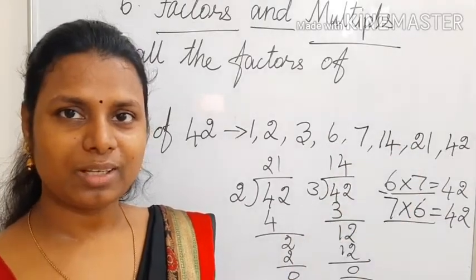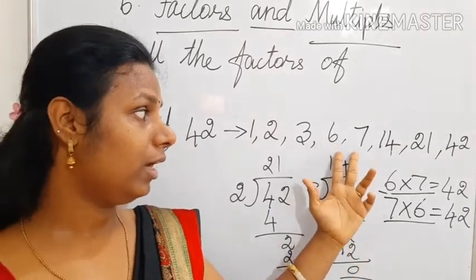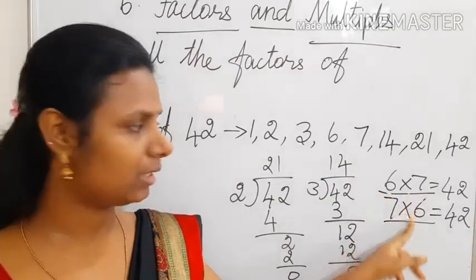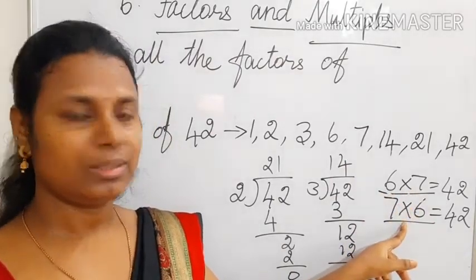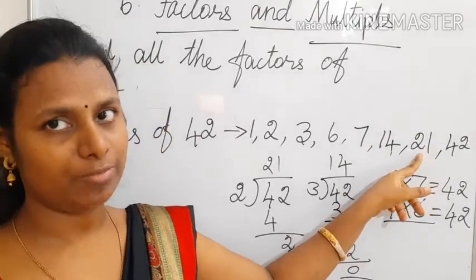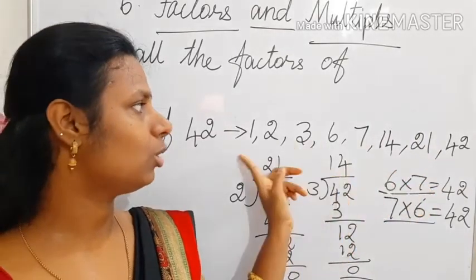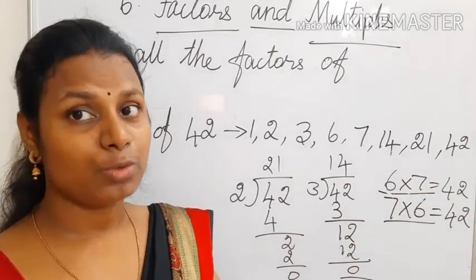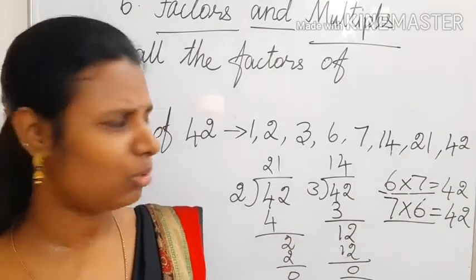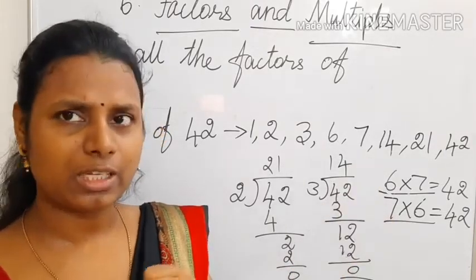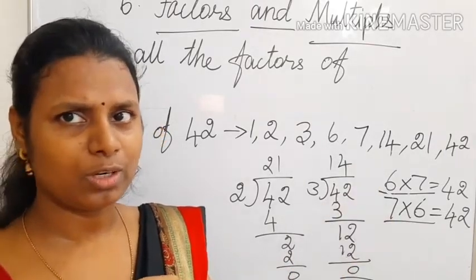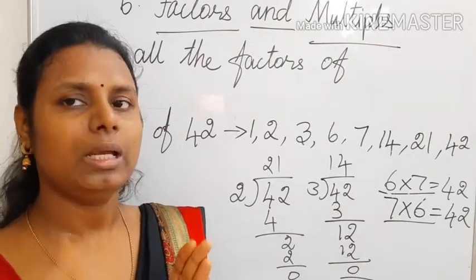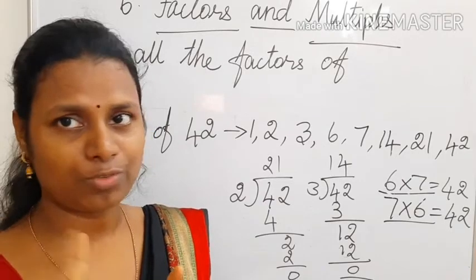Understood? Once again I am telling, when the divisor as a quotient and the quotient as a divisor like this comes, then no need to say the tables and find out. You just write the quotients of these numbers and finish it up. Otherwise, if you want to check whether ma'am is saying correct or not, you can keep on saying the tables. In the table of 8, 42 will not come. Table of 9, 42 will not come. Table of 10, 42 will not come.